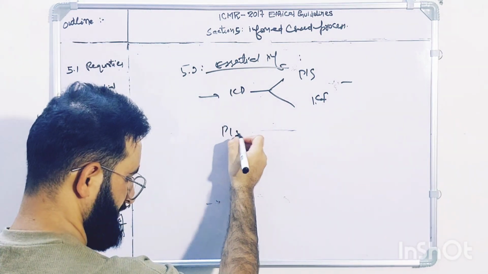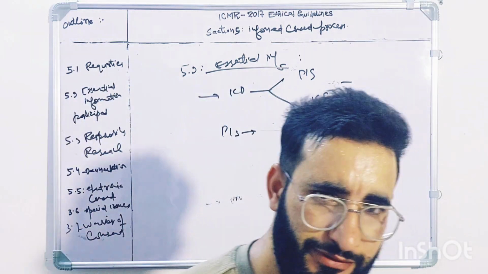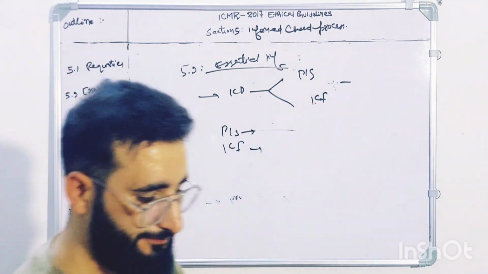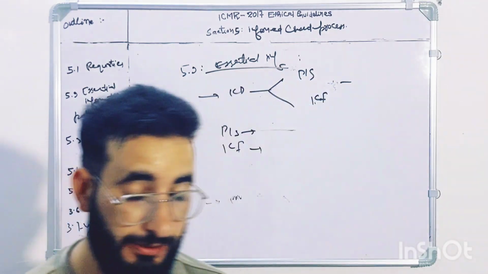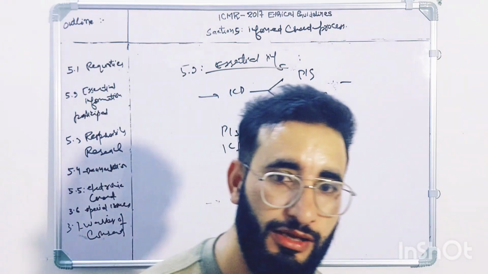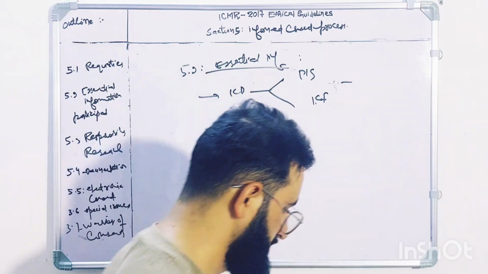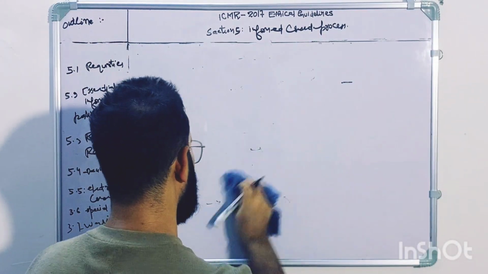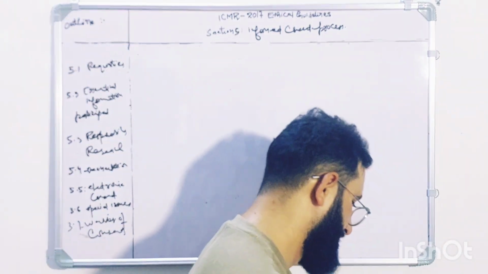The PIS, the participant information sheet, includes detailed information on known facts about the research. Then the ICF, the informed consent form, includes the details that the participant acknowledges having understood the information and is providing voluntary consent. Then ICMR has given a box in which it has written some essential components. So ICMR is listing here the essential components of the ICD.